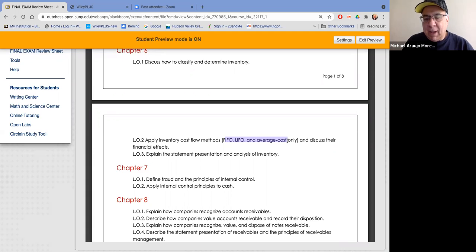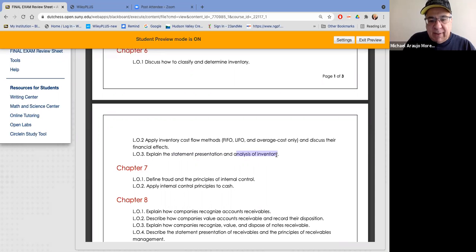We also know that once we put inventory on the balance sheet, inventory is an asset. We can never overstate the value of our assets. So we have to go through that lower of cost or market process to make sure that we're being conservative in valuing the inventory. So you have to know about that.